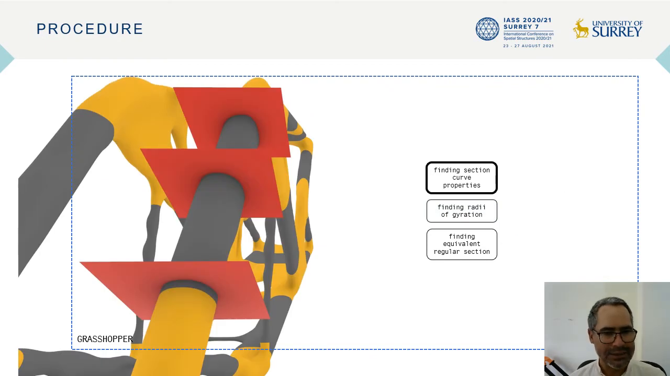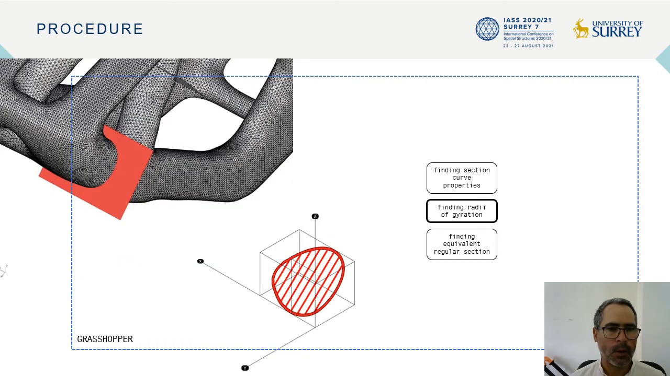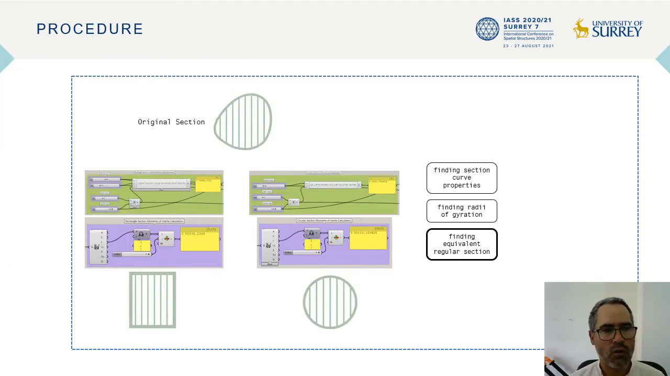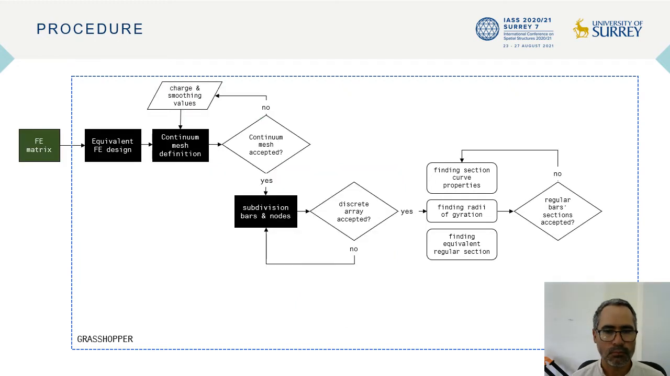So we take some sections from each bar. We calculate the actual radius of gyration of each of these sections. And then we convert that irregular section into regular ones. This could be a square or a circular one, depending on what our target regular bar is. Once this regular bar section is accepted, we need to proceed with the design of the connections.